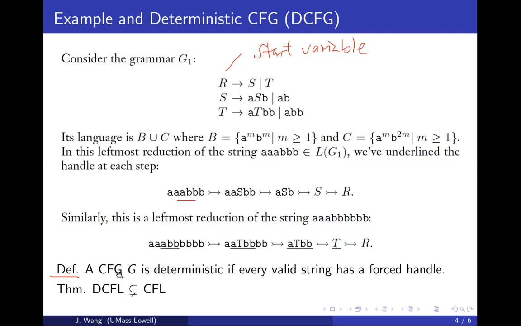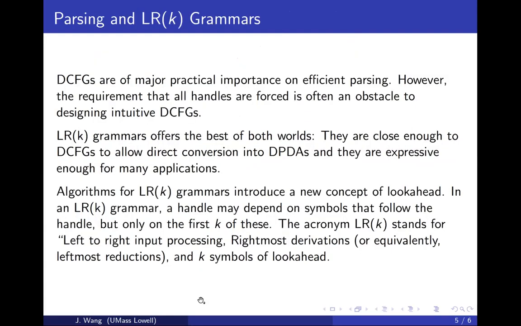DCFG, okay? And the language generated by a DCFG is DCFL, okay? So this is the result that says that DCFG is a proper subset of DCFL, which is a proper subset of CFL. Okay, so this is different from regular languages. As we said earlier, for regular languages, there is no such difference.